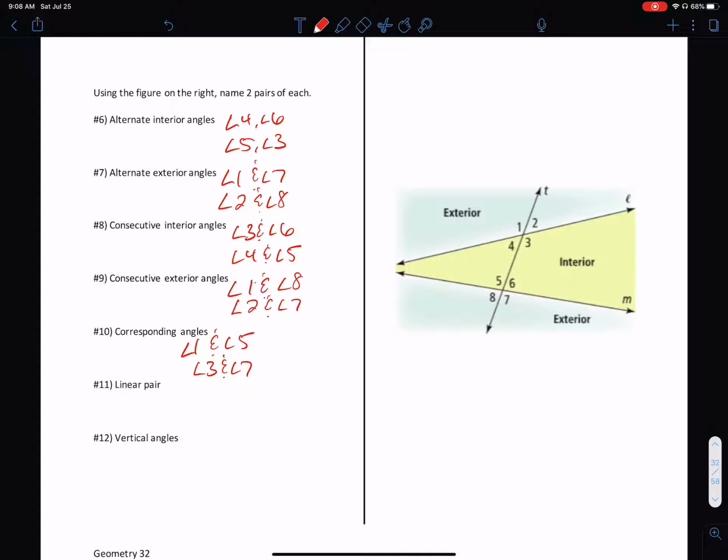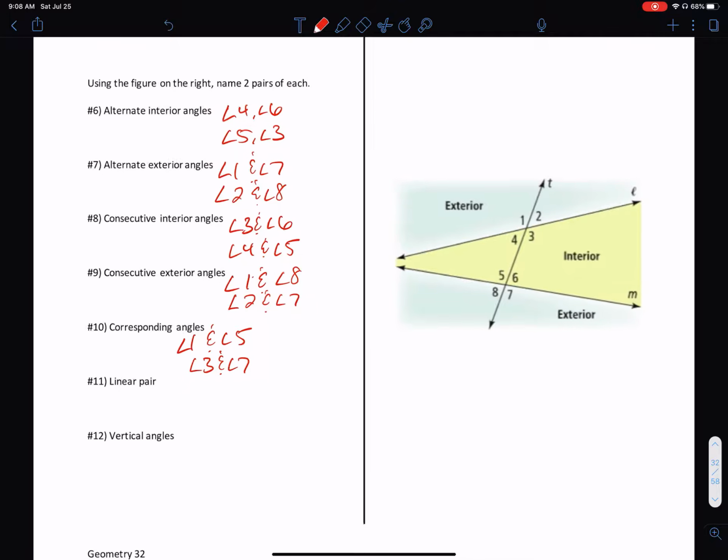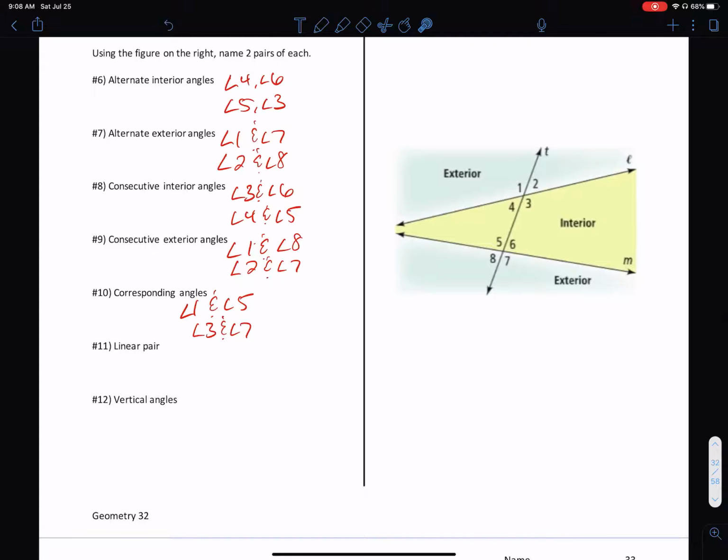Oh, a linear pair. We haven't talked about that today. But things we've learned in the past never goes away here in geometry. So a linear pair is a pair of angles that come together to make a line. That's angles 1 and 2. That's one pair. There are 8 linear pairs in this. We're supposed to name 2 pairs. So I'll name 5 and 8.